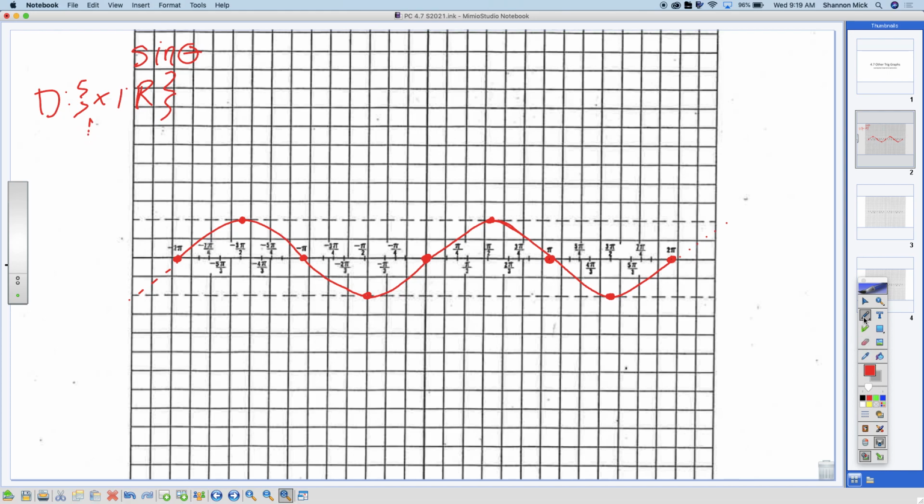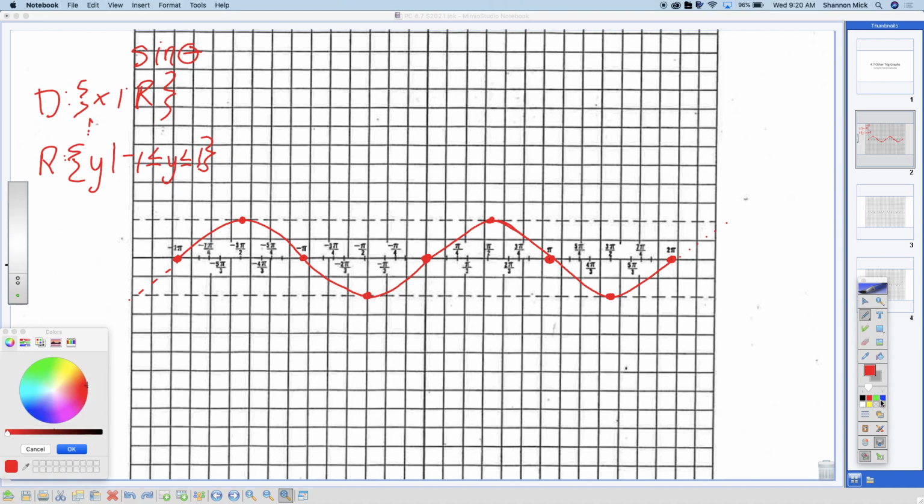Okay, and what was my range, my y values? Y such that negative 1 is less than or equal to y, which is less than or equal to 1. Okay, that just says we bounce back and forth, right? Okay, so that's our sine, and hopefully your information isn't written on the graph. We're going to go to cosecant, because cosecant and sine are reciprocals of each other.